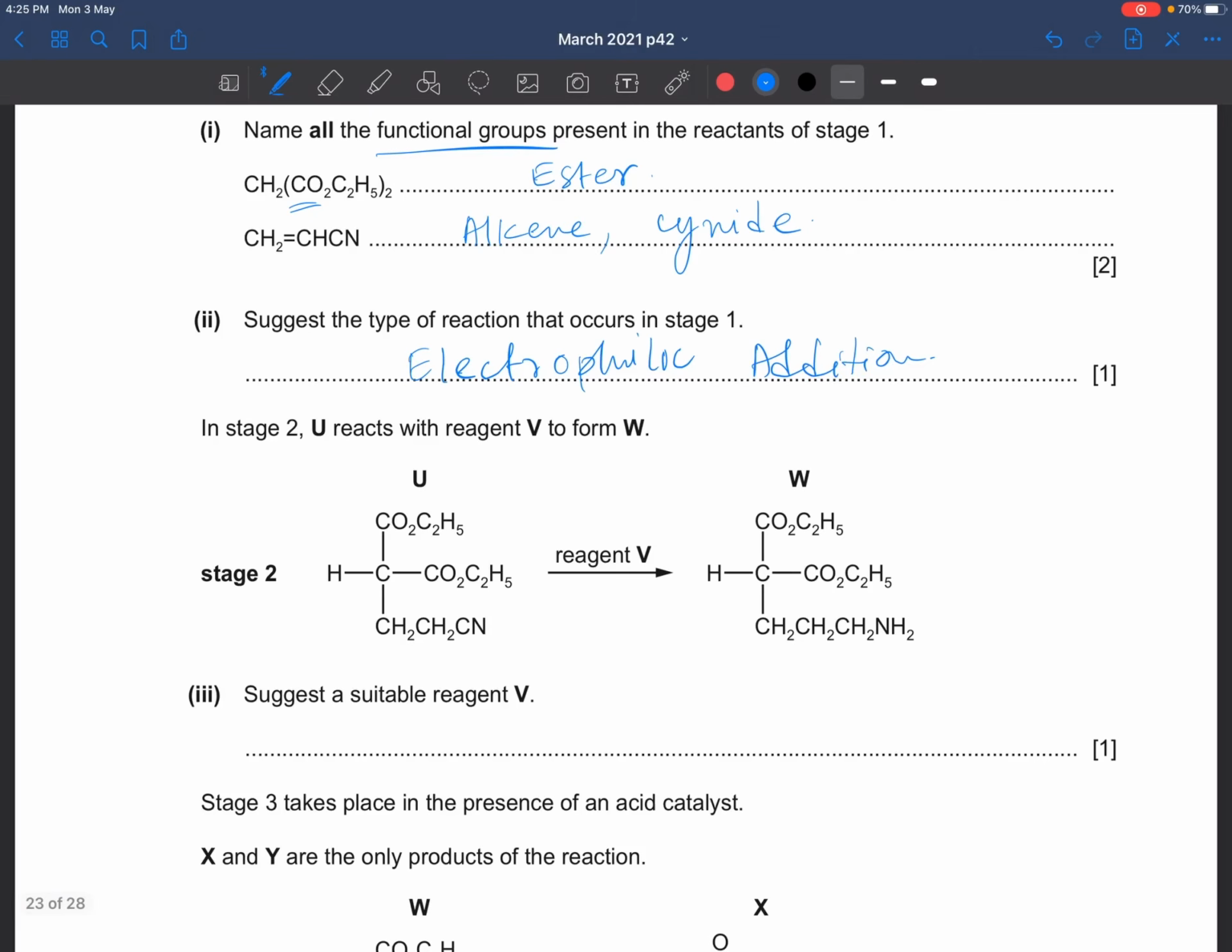In stage 2, U reacts with reagent V to form W. Suggest a suitable reagent V. So what is happening here is that cyanide is being converted into amine. So this is reduction, and for this reduction we can use LiAlH4, or we can use tin plus HCl, right?